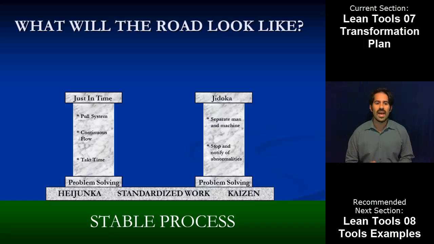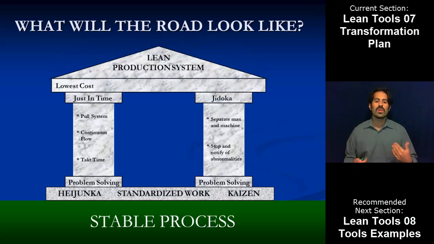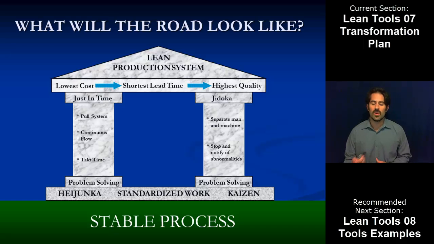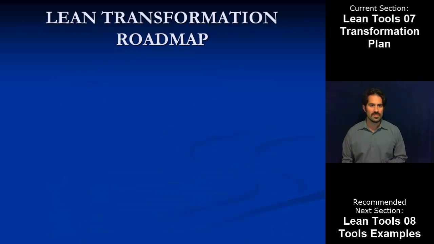The idea of just-in-time, pull systems, continuous flow, and then the idea of Jidoka, maximizing our human resource, separating man and machine, and then obviously incorporating the idea of stopping and notifying on the event of an abnormality. But once we've established this framework and built it in this way, then we're really in a position to realize our ultimate business goals, which is lowest cost, shortest lead time, and highest quality. That's what we're driving for.